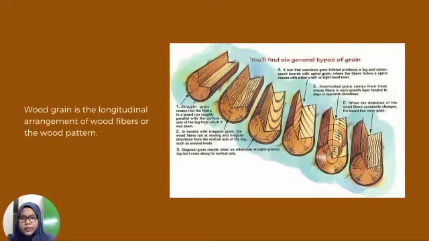What is wood grain? Wood grain is the longitudinal arrangement of wood fibers or the wood pattern. As you can see in the picture, there are many types of wood grain.